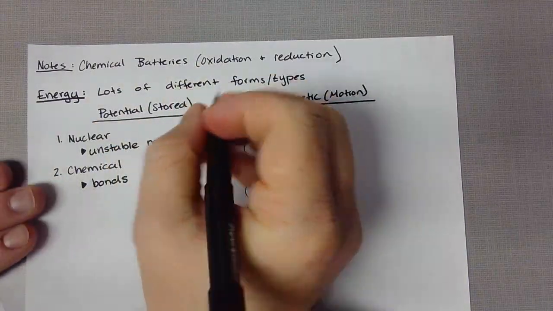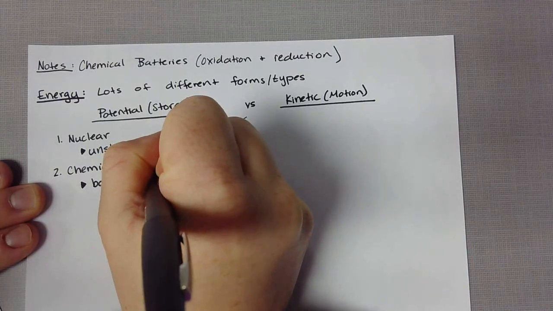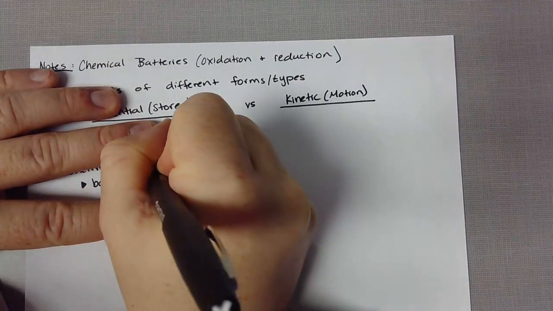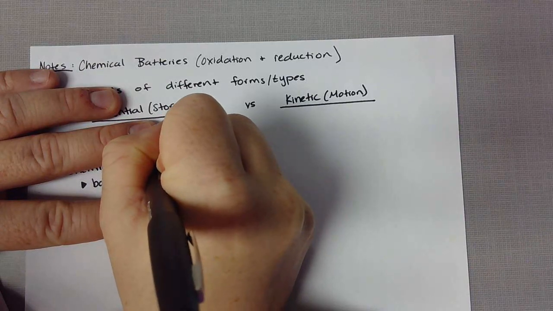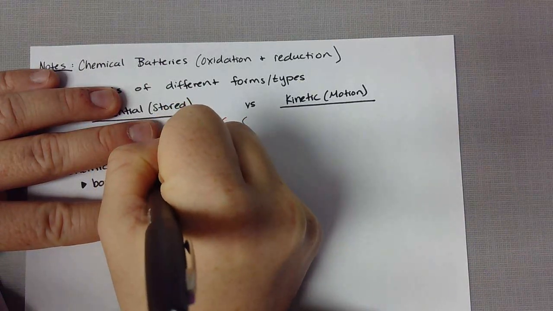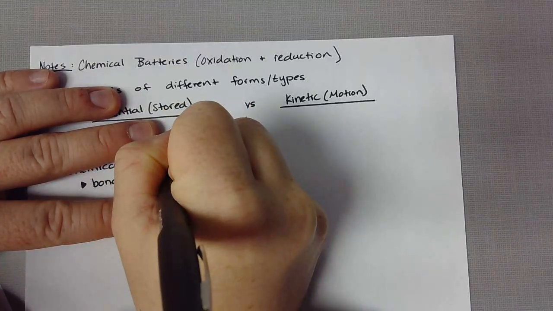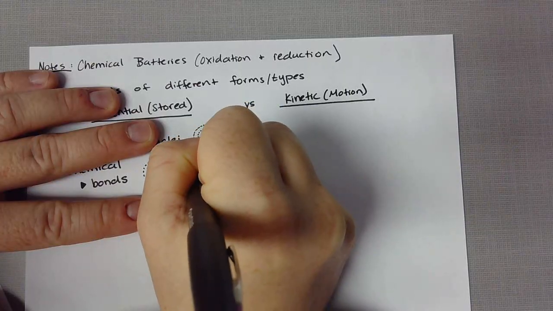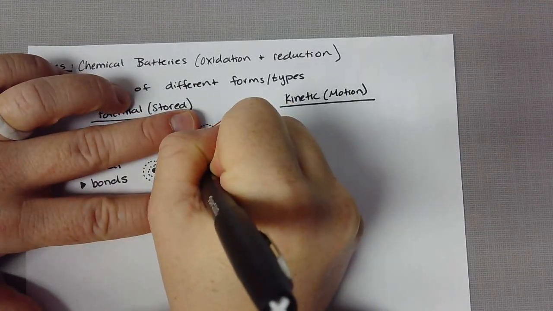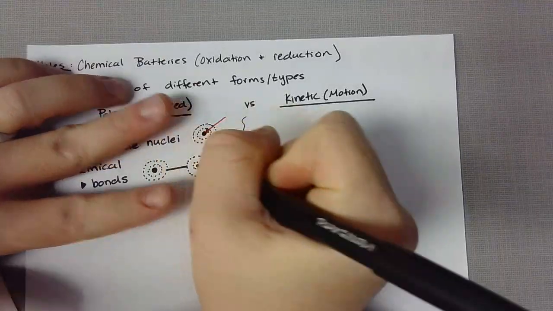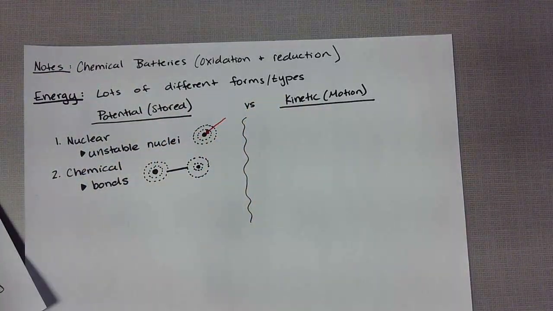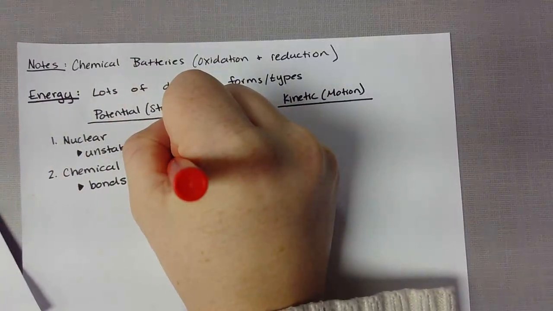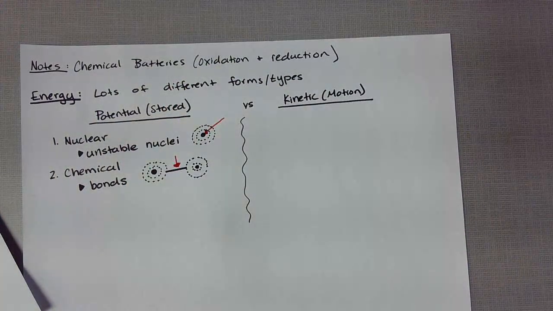So now if we have two atoms connected by a chemical bond, the energy in between those atoms would be chemical energy. And we'll talk a lot more about bonding and connecting atoms later. But that's just the subtle differences between the two.